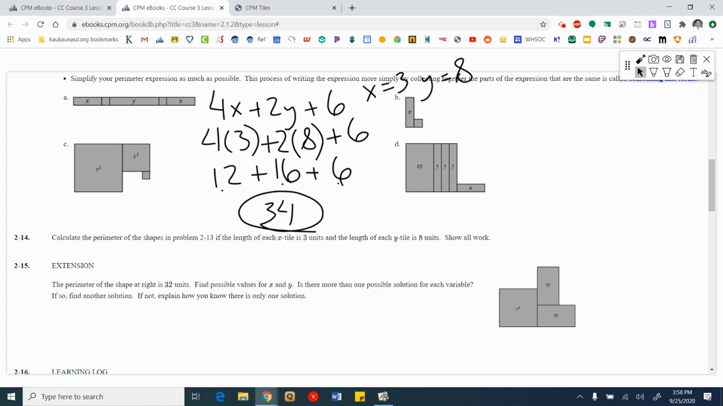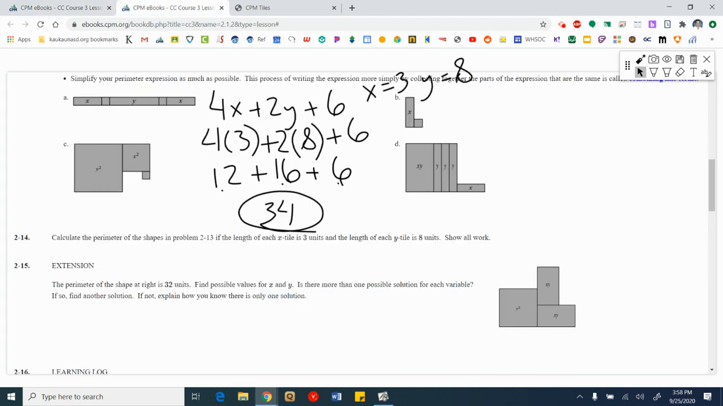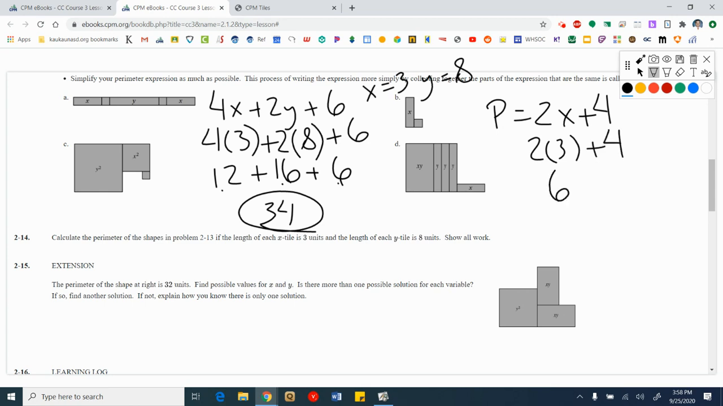As I jump back to my first tab, all right, B, 2x plus 4. So, same thing. 2x plus 4. We say x is equal to 3. So I substitute a 3 for x. Order of operations, 2 times 3 is 6. Plus 4, I get 10. So the perimeter for B is 10.